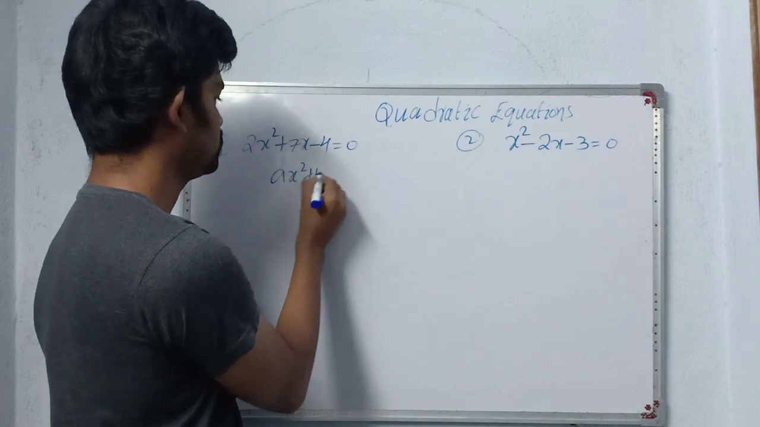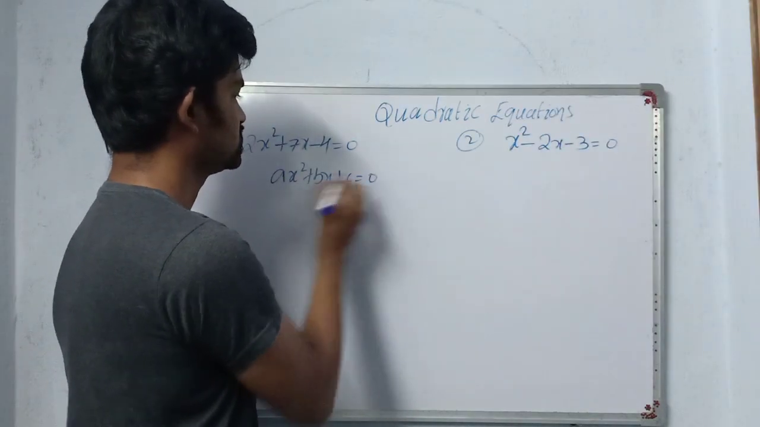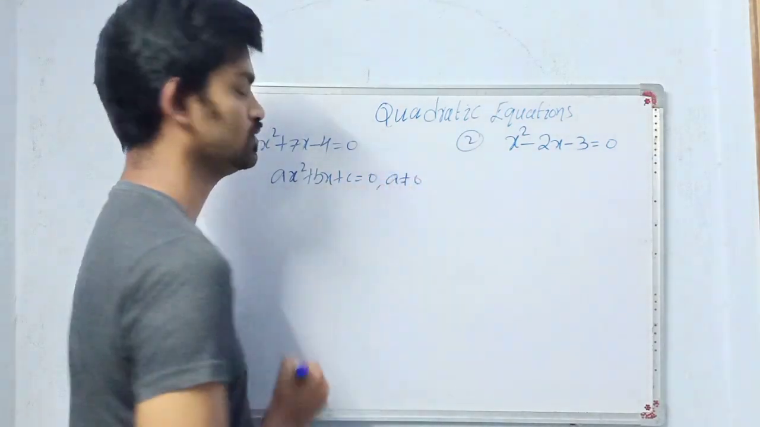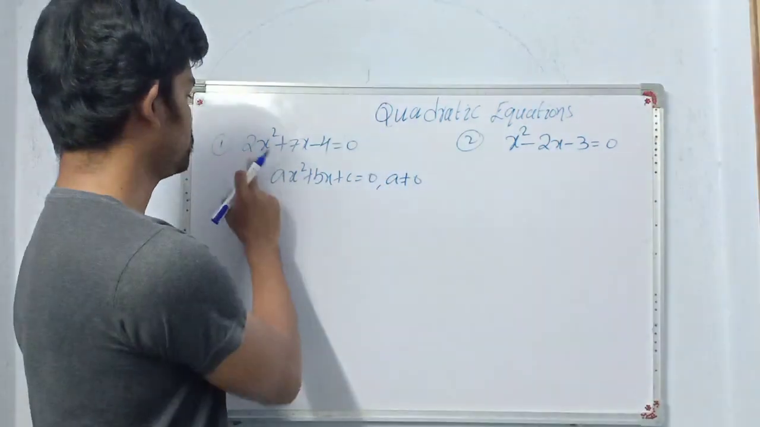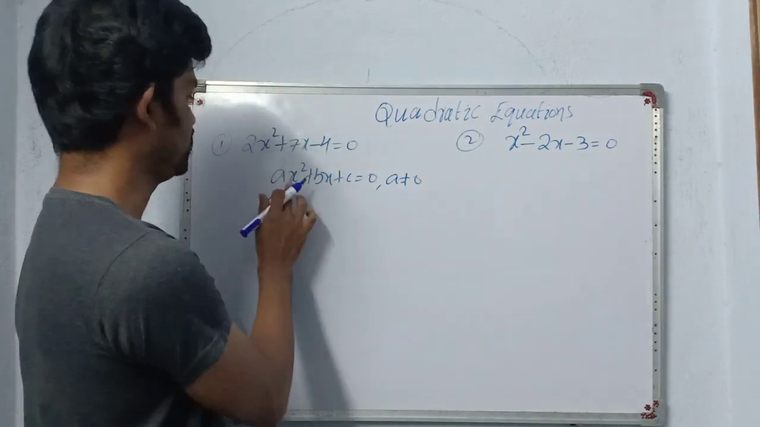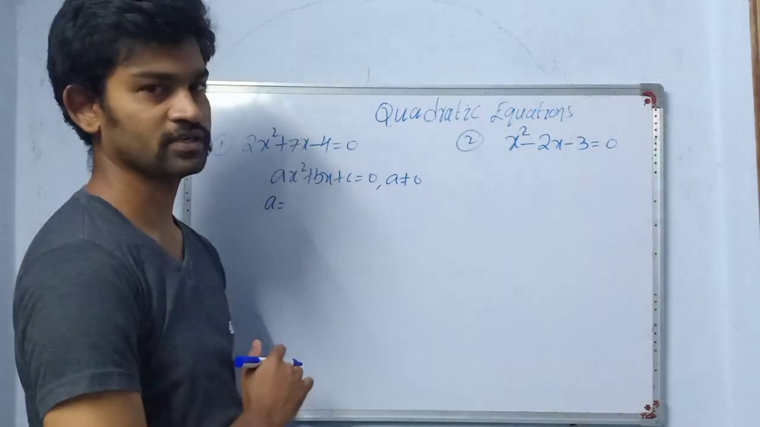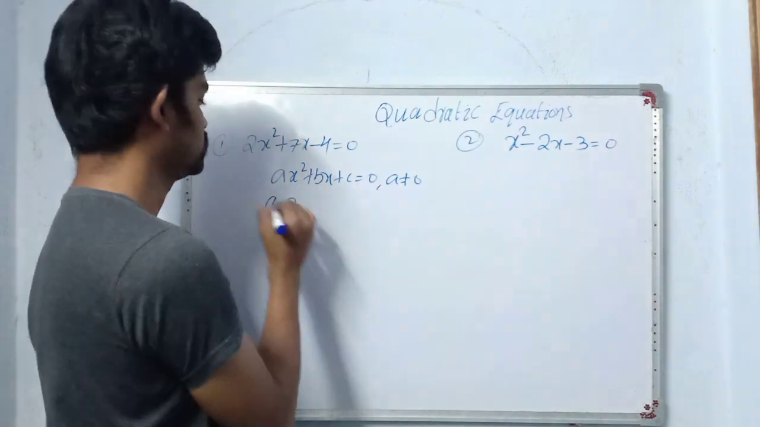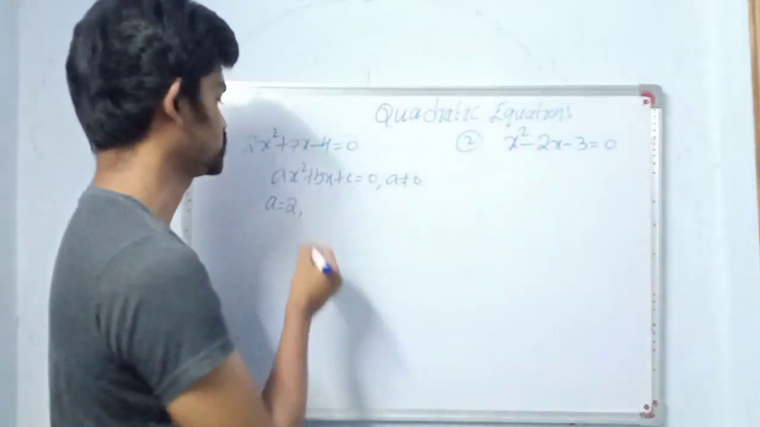So what is the standard form? ax square plus bx plus c is equal to 0. This is my standard form, where a is not equal to 0. Now what is the value of a here? In front of x square, the coefficient of x square is a here. The coefficient of x square is 2. Sometimes children will write 2x square.